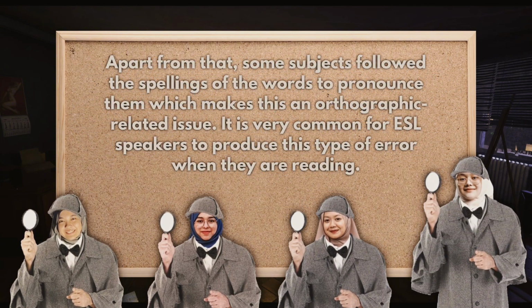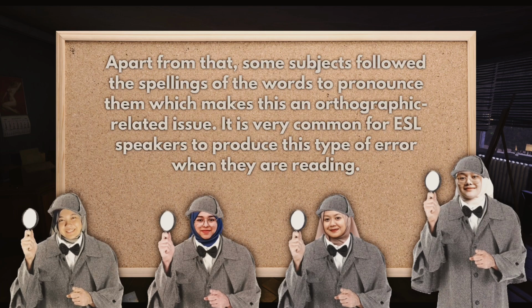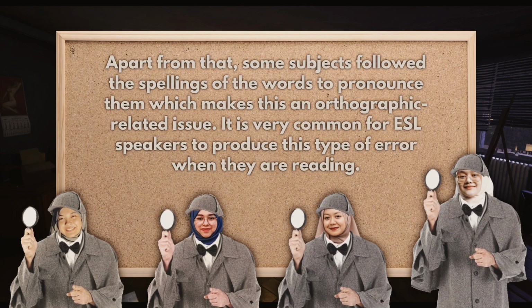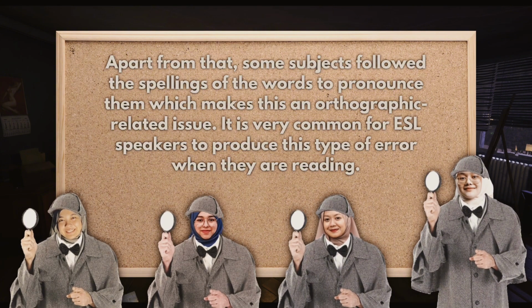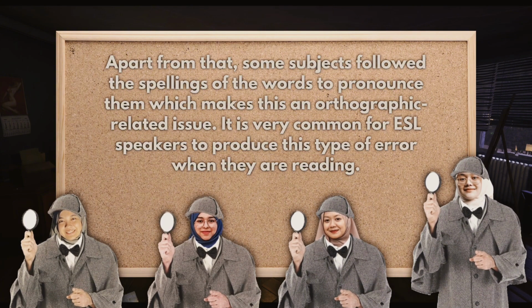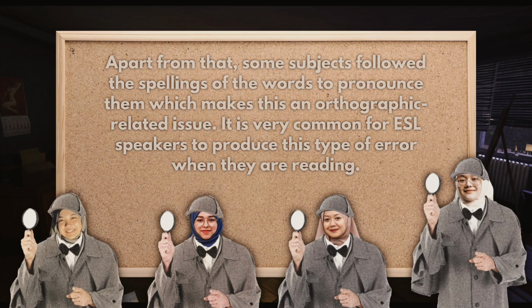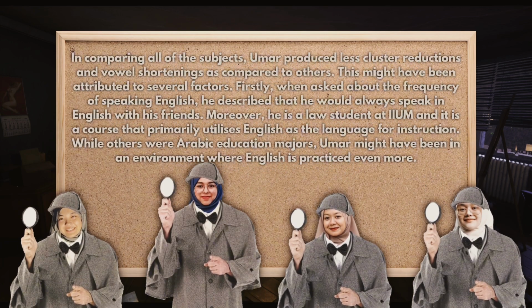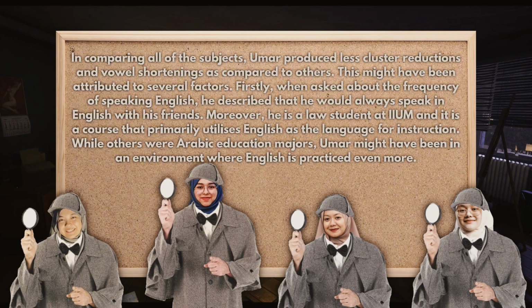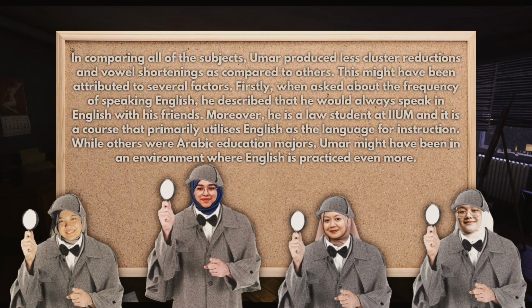Apart from that, some subjects followed the spellings of the words to pronounce them, which makes this an orthographic-related issue. It is very common for ESL speakers to produce this type of error when they are reading. In comparing all of the subjects, Umar produced less cluster reductions and vowel shortenings as compared to others. This might have been attributed to several factors.